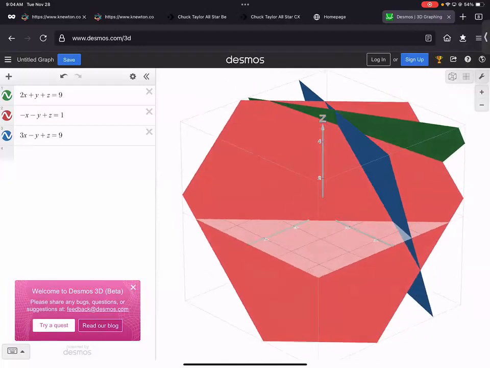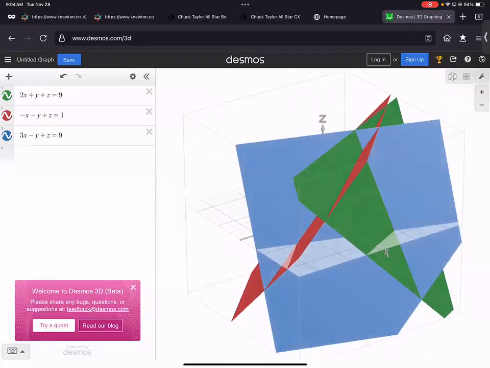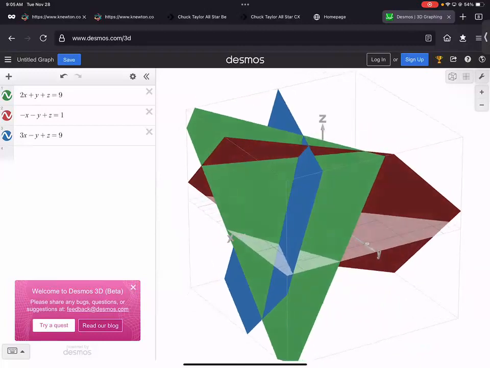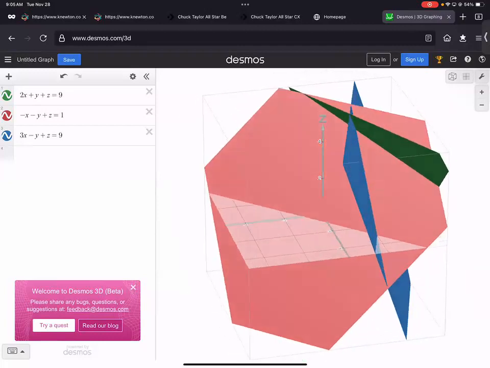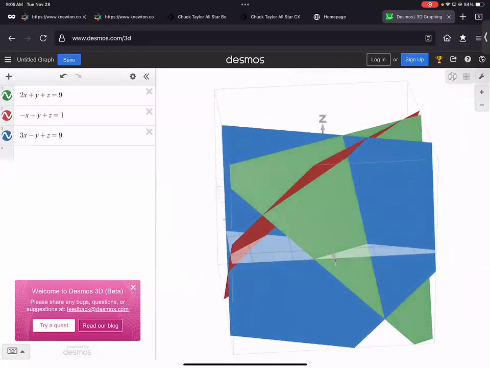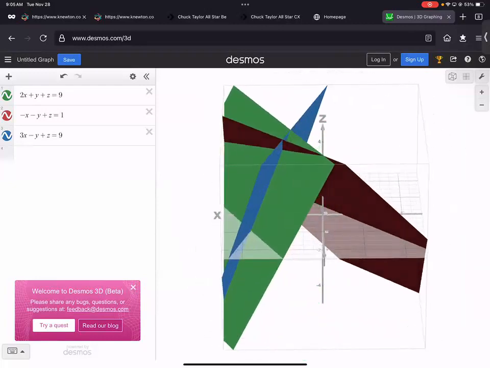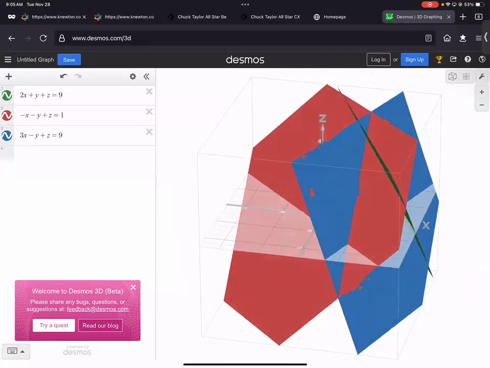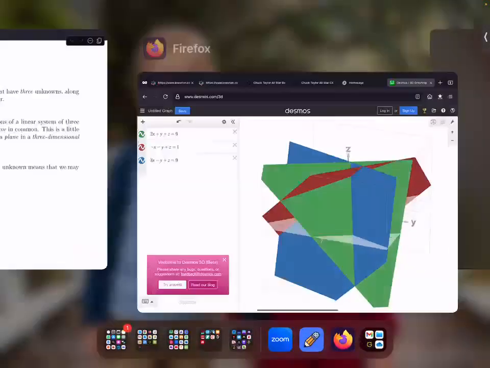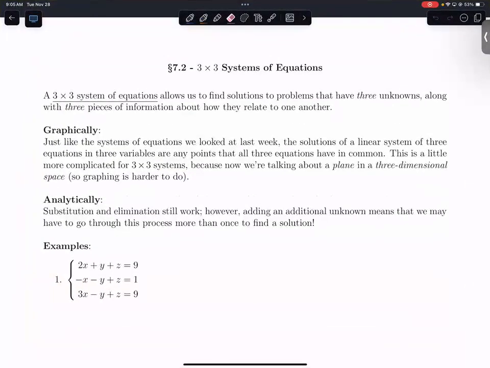There appears to be one point that they all have in common, but I can't really figure out what it is from looking at this, or at least not in a way that I feel good about. But that's what's going on in the background. It's still finding intersections. It's finding points that these things have in common. It's just that we've increased the dimension, and that makes the visualization part a little bit harder.